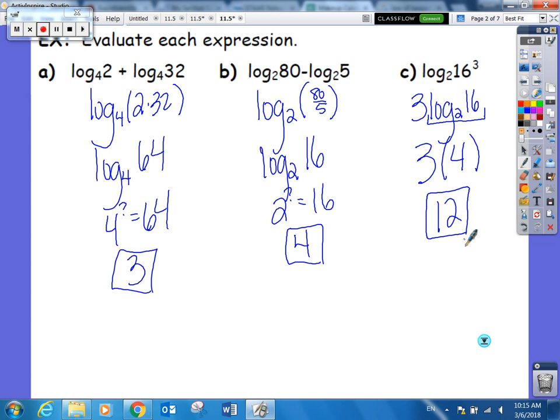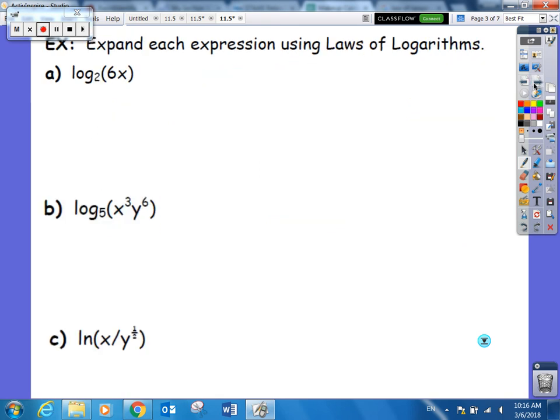That's not the only way to go about doing that problem. That is just one way. If you do it a little bit differently and get the same answer, that is fine. A different way and a different answer, not fine. All right, so that's evaluate.